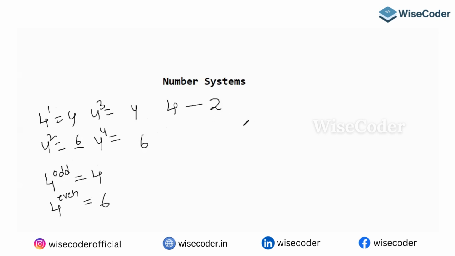Whenever you come across 4 power even, what is the unit digit? 6. So you can say directly, if someone asks you 4 power 1234, what is the unit digit? This is even. Even means the unit digit is 6. That's it. Finished. In one point, that's why you should know these points. When you know these points, the job is pretty easy, otherwise it will take time. So 4 power odd is 4, 4 power even is 6.